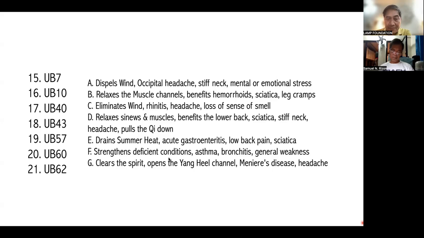Number 19, Bladder 57. Relax the muscle channel, benefits hemorrhoids, sciatica. Letter B po sa akin. Hemorrhoids, hindi hemorrhage.